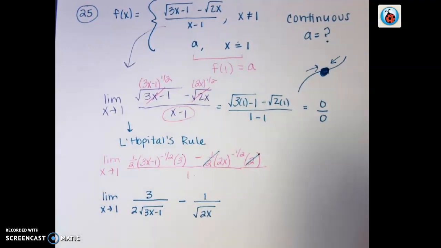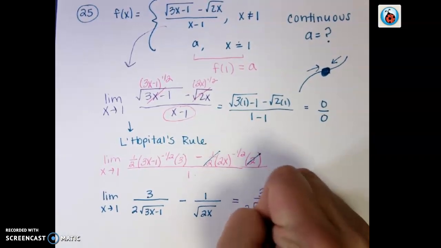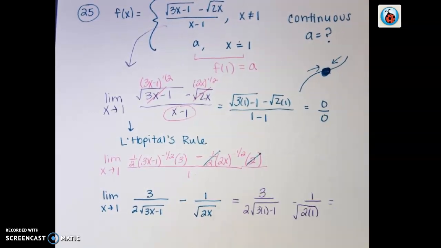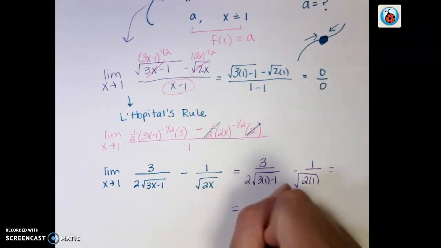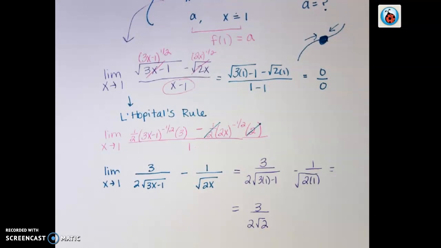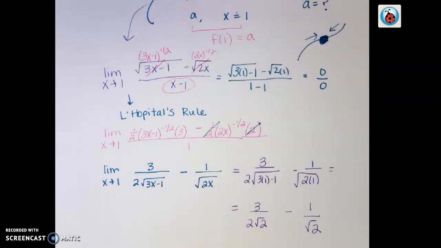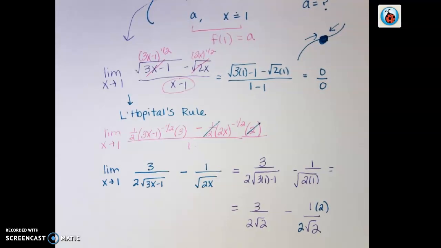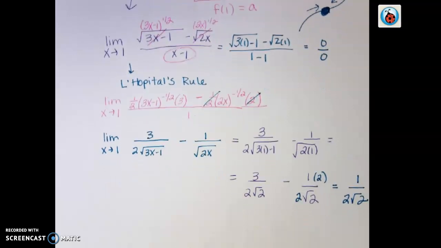So if we go ahead and do direct substitution, so plug in that 1 for x, then we're going to end up with 3 over 2 square root of 2 minus 1 over the square root of 2. So I'm going to make them have the same denominators. So I'm multiplying this one by 2. So now we can just subtract the numerator. So we're going to end up with 1 over 2 square root of 2. Okay, so that is the answer for the limit part.